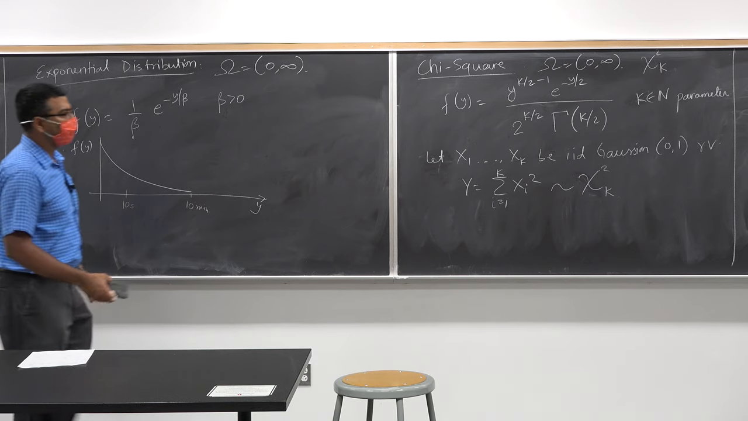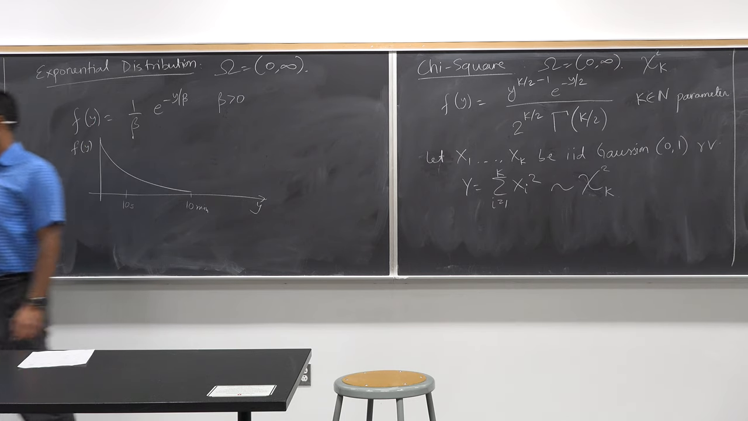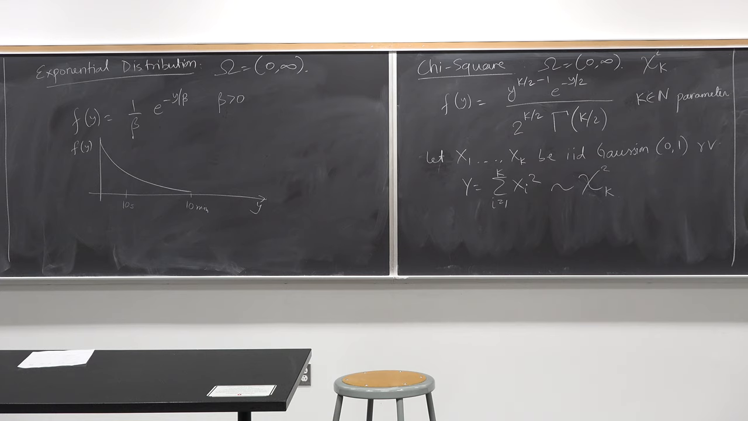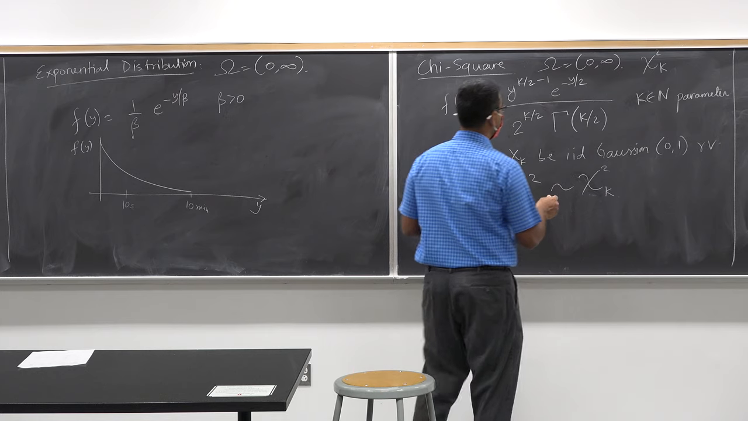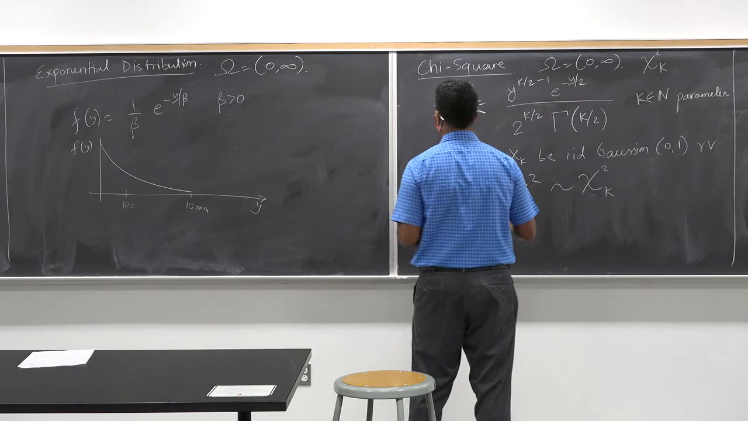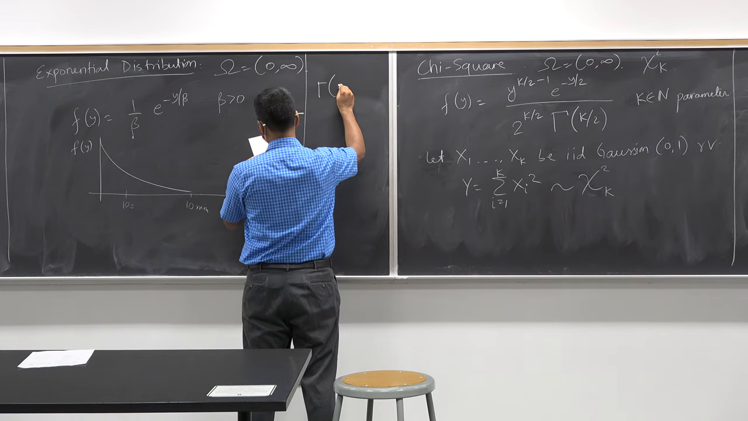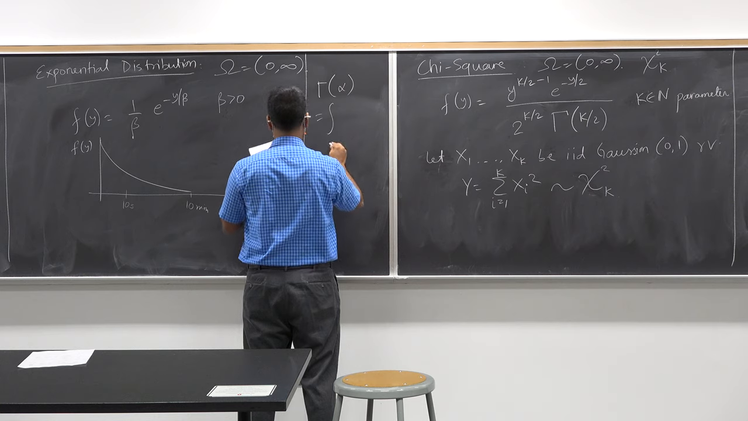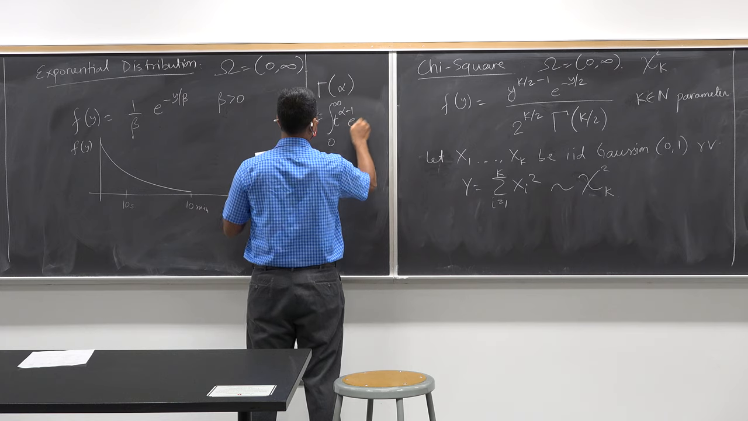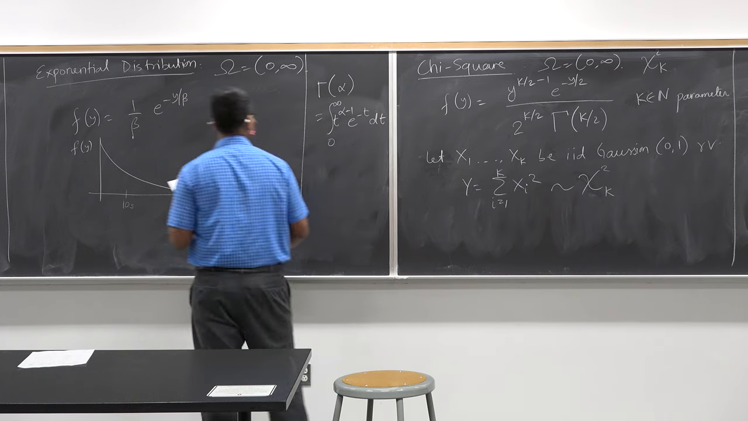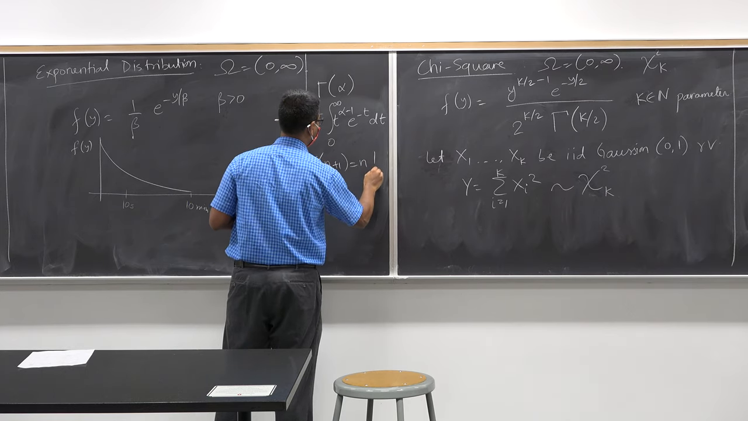Oh, I didn't say what the gamma function is. I have to write what the gamma function is. Let me write it here. So gamma of alpha is denoted by the integral from 0 to infinity of t raised to alpha minus 1, e raised to minus t, dt. So gamma of n plus 1 equals n factorial.